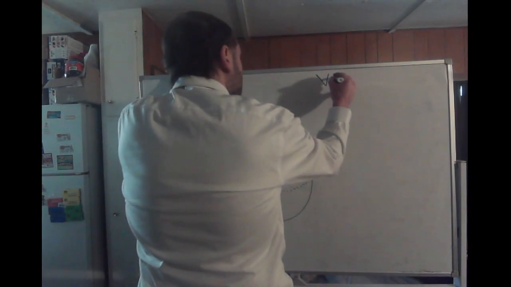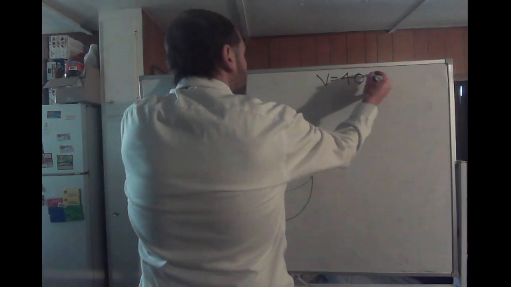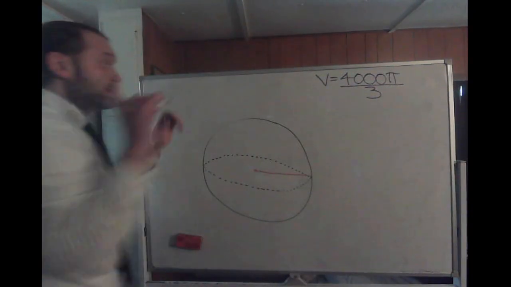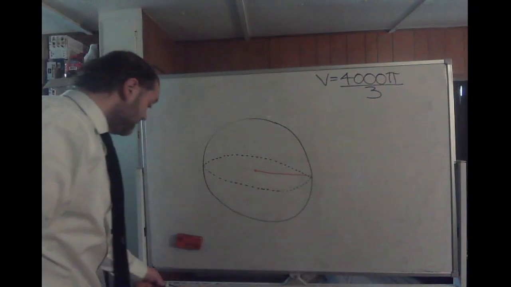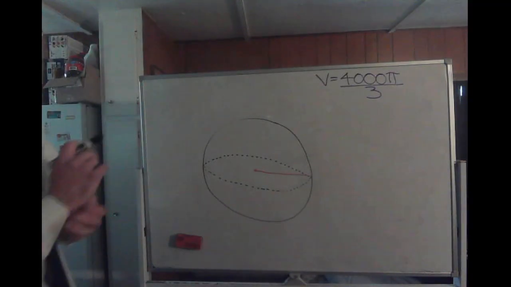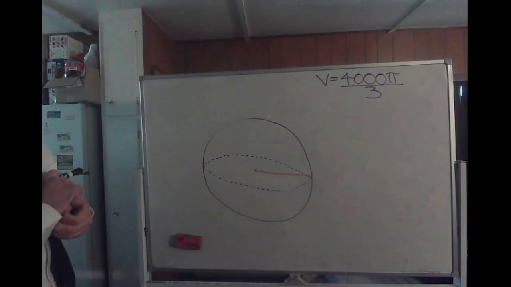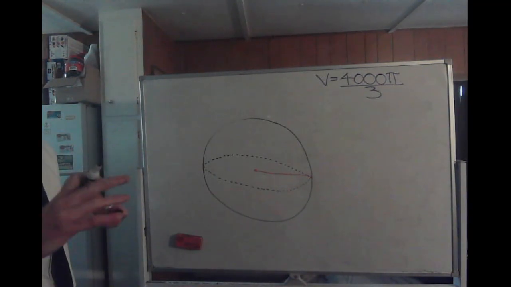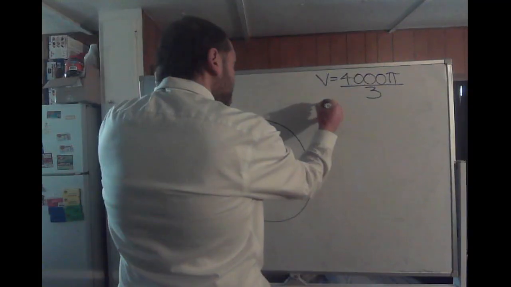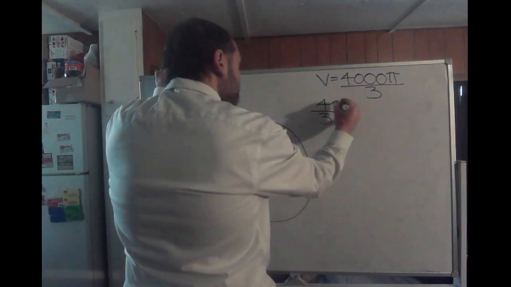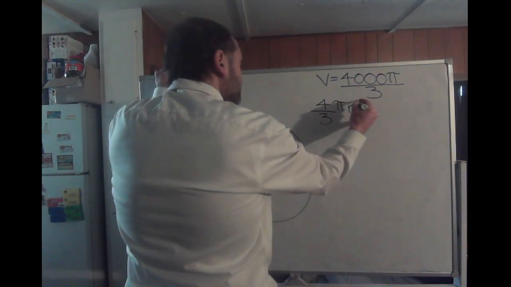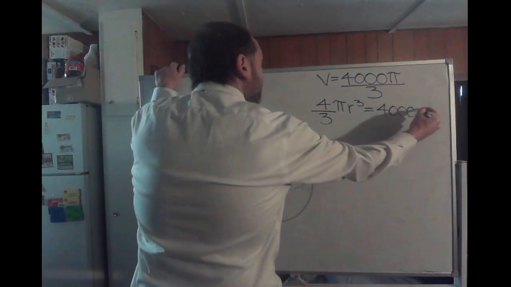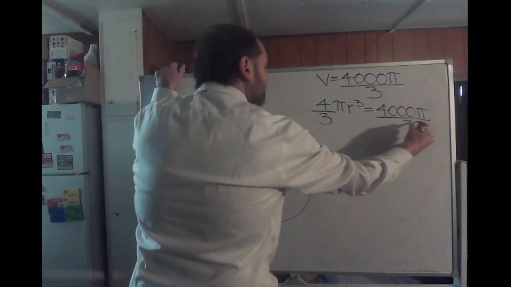So this time, they give you the volume is 4,000 pi over 3 cubic units. So you're given the volume for once. We still have to find the radius and then we find the surface area. So what is the formula for the volume? The volume is 4 over 3 times pi r to the third. You would set that equal to your actual volume of 4,000 pi over 3 cubic units.